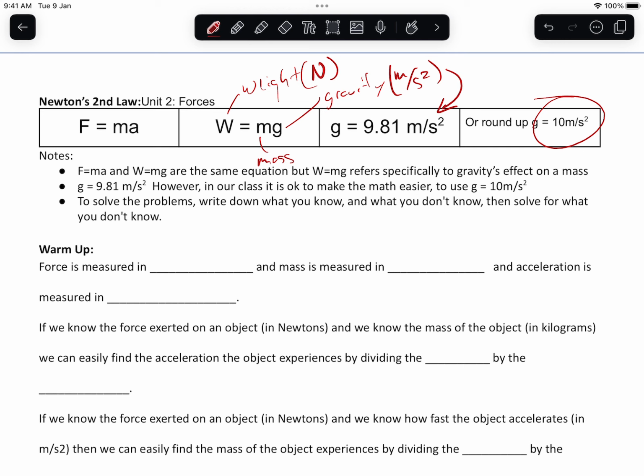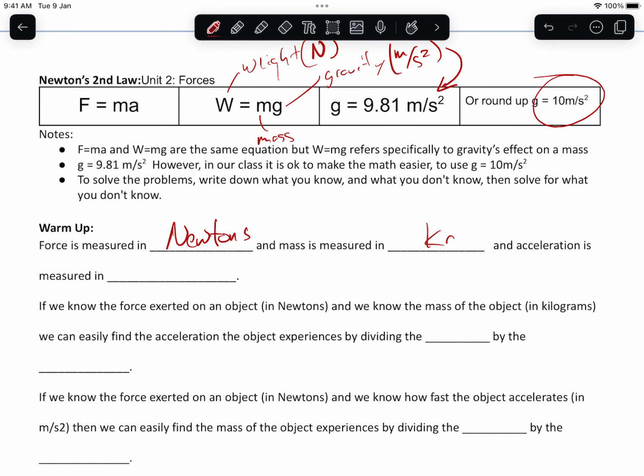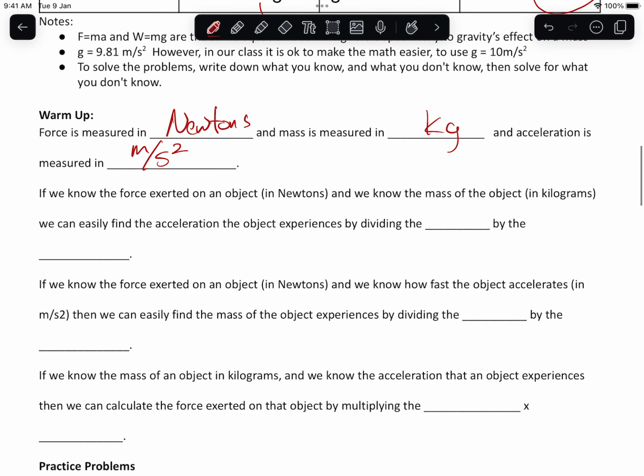Good, warm up. Force is measured in newtons, and mass is measured in kilograms, and acceleration is measured in meters per second squared. If we know the force exerted on an object in newtons and we know the mass of an object, we can easily find the acceleration the object experiences. A is going to be equal to the sum of all forces divided by mass.